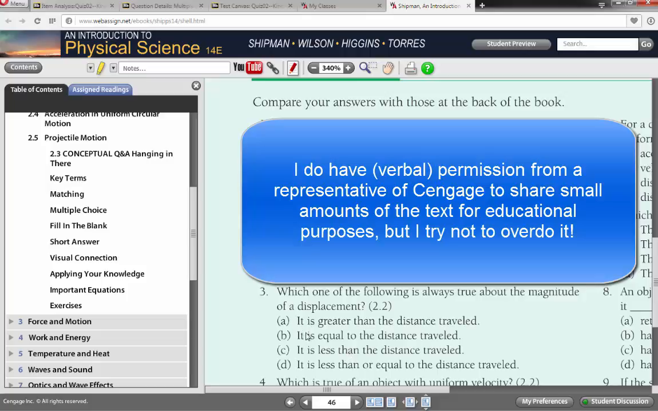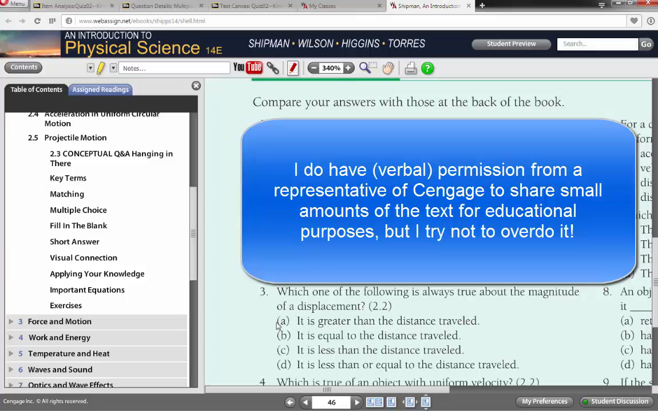If this one is right, these ones are wrong, because this one is not the same as all of the above. It is not even the same as A and B. If I was to read these options aloud as answers to this question, they would read: the magnitude of displacement is always greater than the distance traveled. The magnitude of displacement is always equal to the distance traveled. The magnitude of the displacement is always less than the distance traveled. The magnitude of the displacement is always less than or equal to the distance traveled.